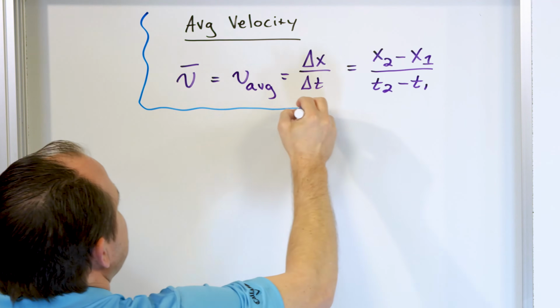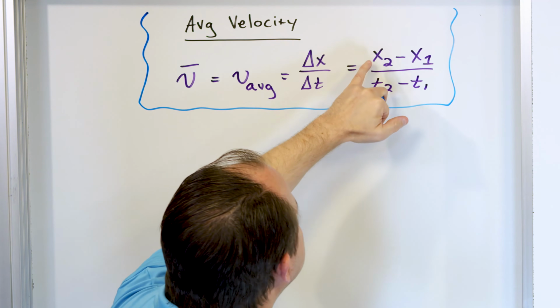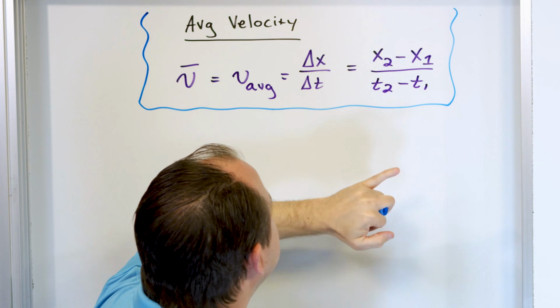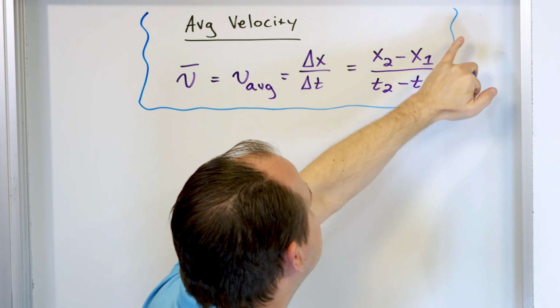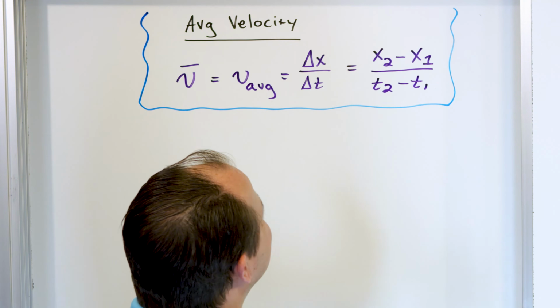You already know that this has to be the equation for the average velocity, because the unit of the top here would be distance in meters, and the unit of the bottom would be time. So you would get meters on the top and seconds on the bottom, meters per second.